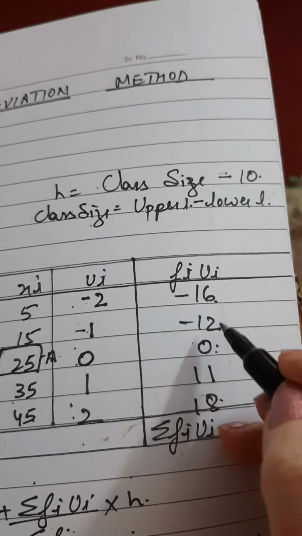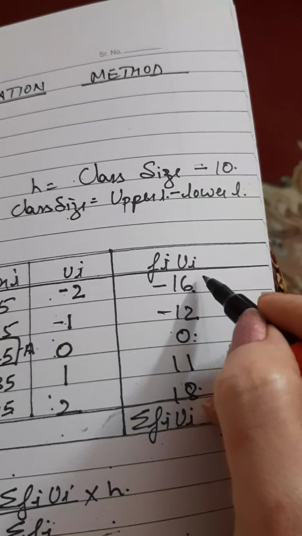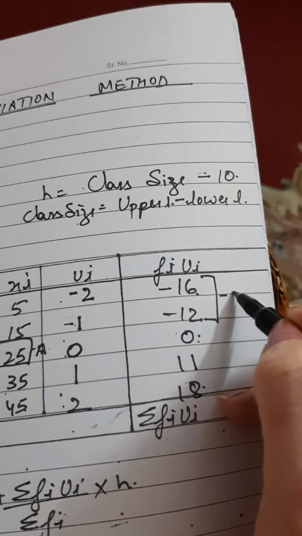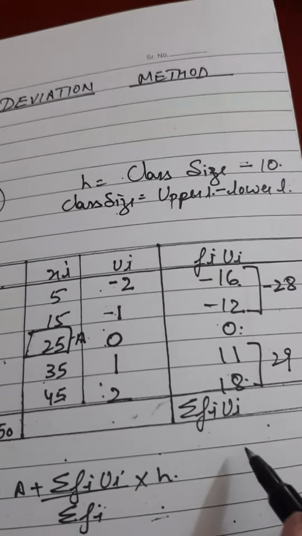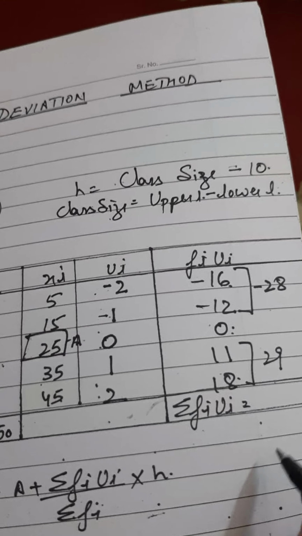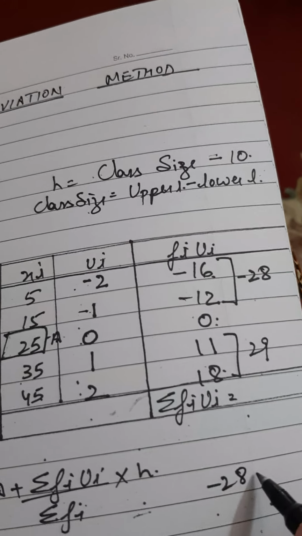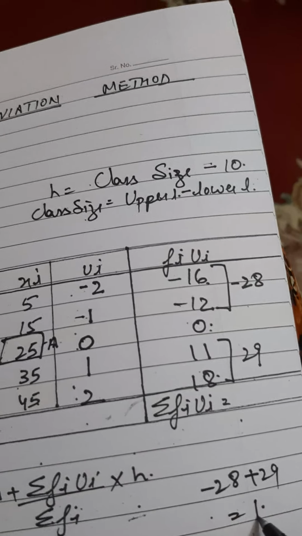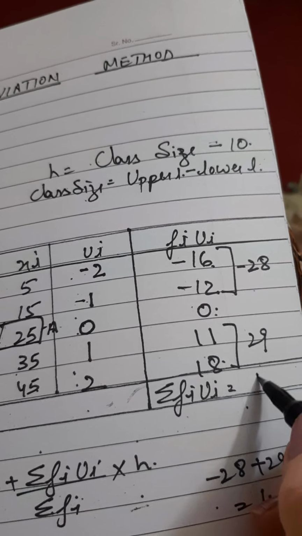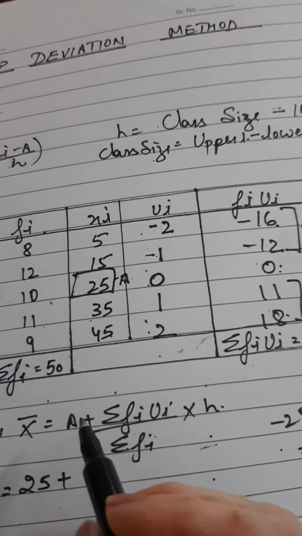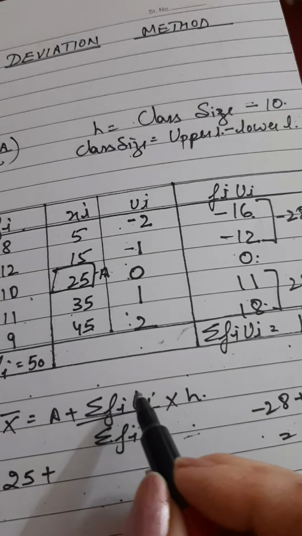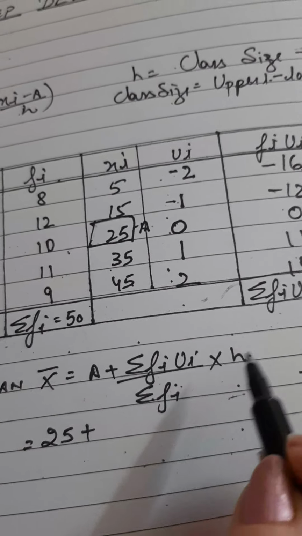So we have to find sigma fi ui. How to do that? First add these two. It gives you minus 28. This gives you 29. So what does sigma fi ui come to? Minus 28 plus 29 gives you 1. So sigma fi ui is plus 1. Put the values quickly in the formula. Here the formula is a plus sigma fi ui, the last column total, upon sigma fi, into h.